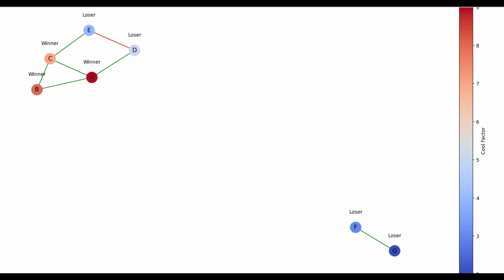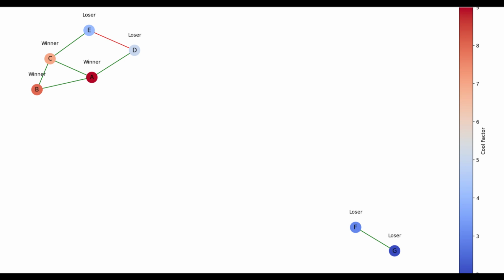D is friends with A and has a conflict with E. E is friends with C and has a conflict with D. F is friends with G. G is friends with F. Network construction. Create a graph with nodes A, B, C, D, E, F, G. Draw edges based on the relationships, positive and negative.